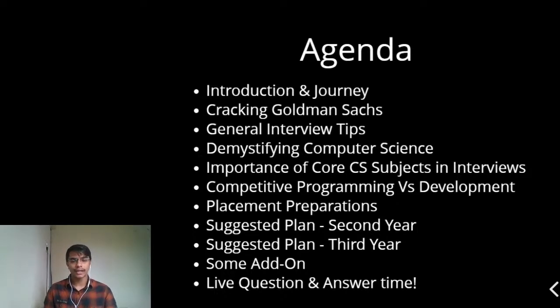After that, ACSES had sent some Google forms where they had asked questions, and based on those questions I have designed the further slides. The topics are computer programming versus development, placement preparation, a suggested plan for second year, a suggested plan for third year, and some add-ons. After that, there are more questions that I'll be answering. I will be enabling the chat again, and I'll be taking live questions as well.